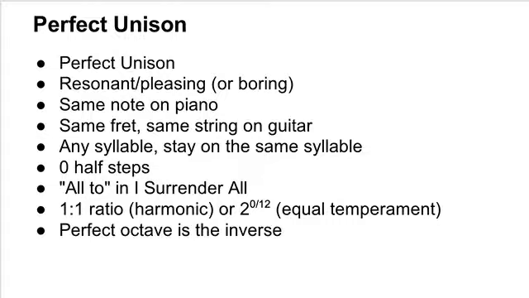In solfege, do to do is a perfect unison, re to re, or mi to mi, or fa to fa. It's 0 half steps. Again, it's the very same note.